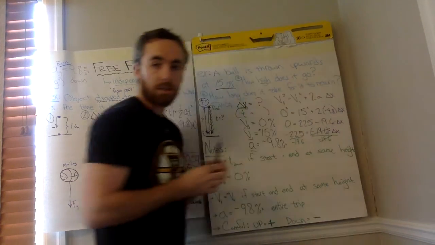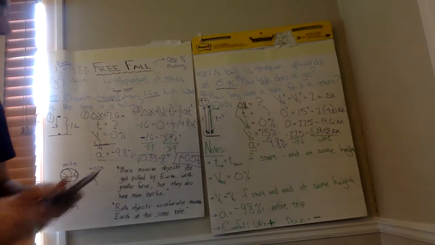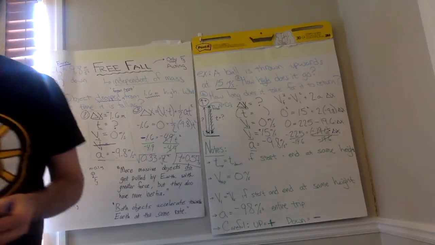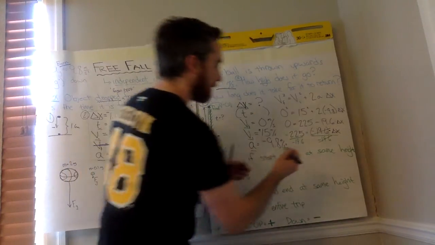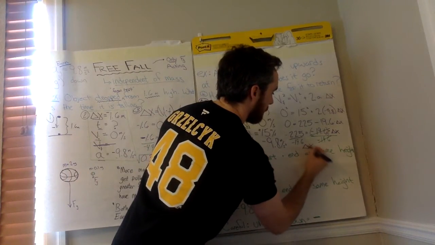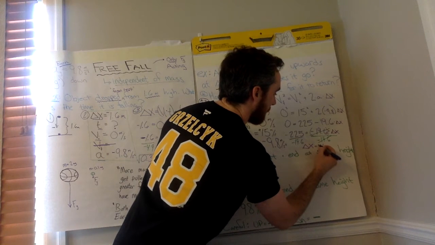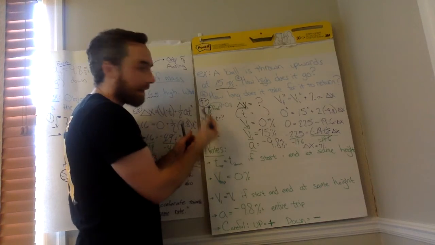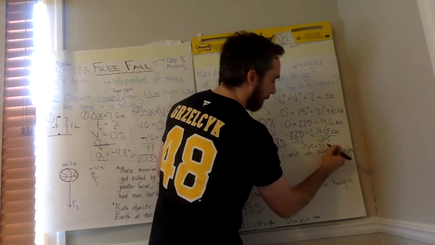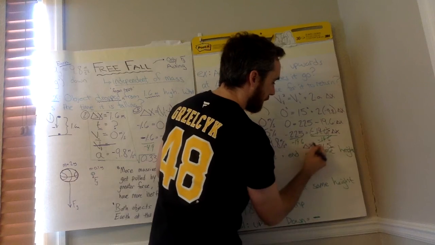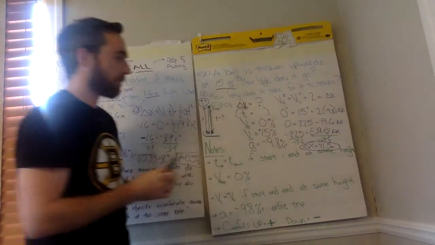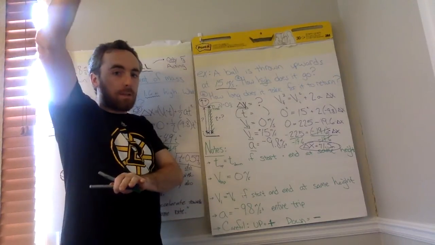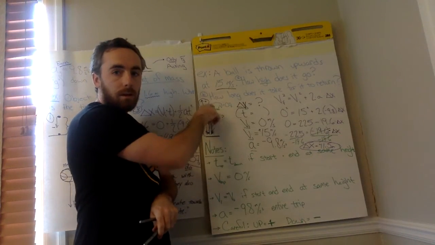Make sure the right number crosses out. And we get 225 divided by 19.6, 11.5. And it ends up being a positive number, which makes sense because it goes up 11.5 meters. And that should be how high it goes. It ends up 11.5 meters higher halfway, and then it comes back down.